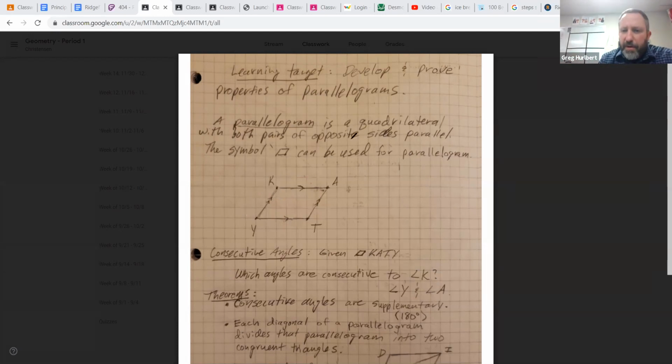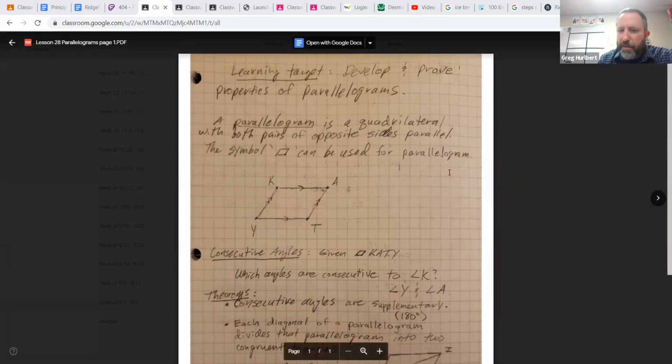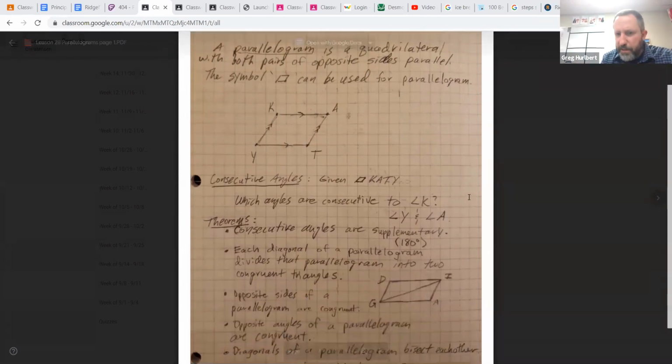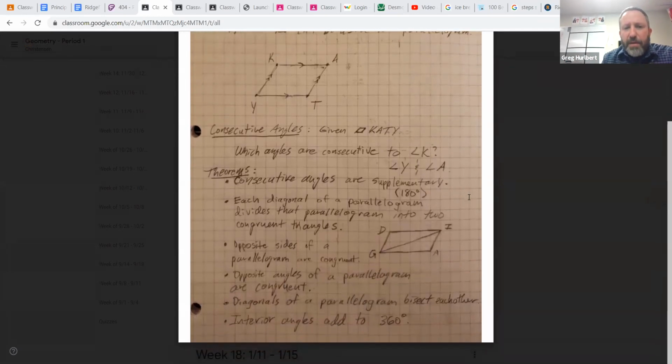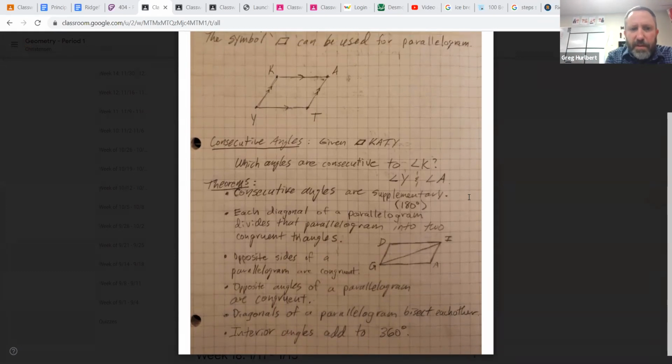All right, then there's some theorems that we have available to us, and we prove most of these when we go on and do the next thing here. So the first is that consecutive angles are supplementary. So this right here is our first theorem. If they're supplementary, that means they add to be 180 degrees.